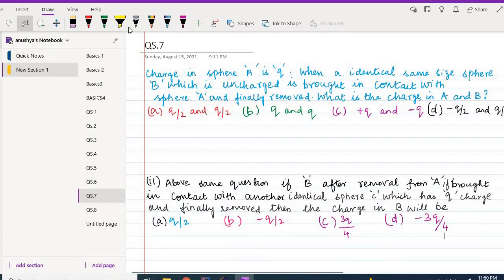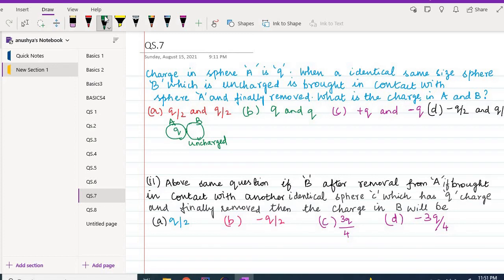So in this question, the charge in sphere A is Q. When an identical, same-size sphere B which is uncharged is brought in contact with sphere A, and finally removed, what is the charge in A and B? Sphere A has a charge Q, and it is brought in contact with sphere B, which is uncharged. Both are brought in contact, then finally removed. What is the charge in A and B?